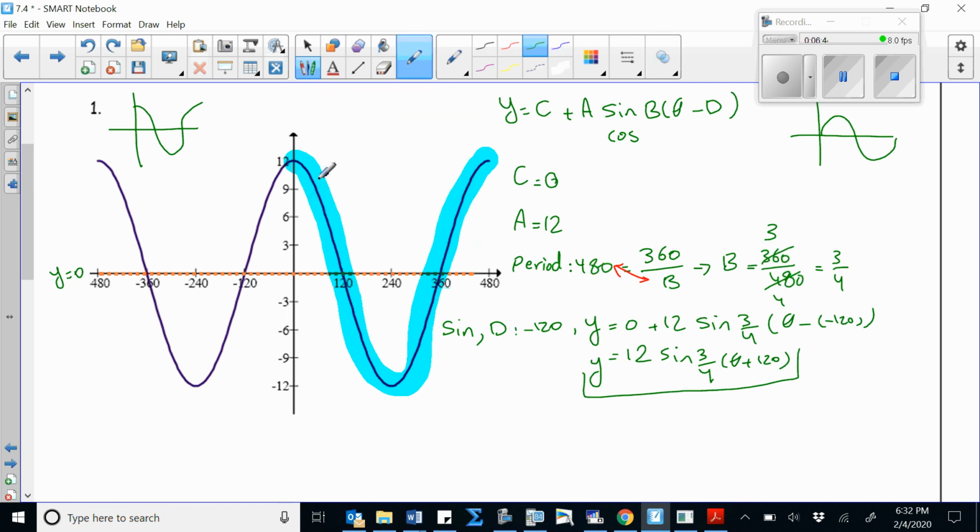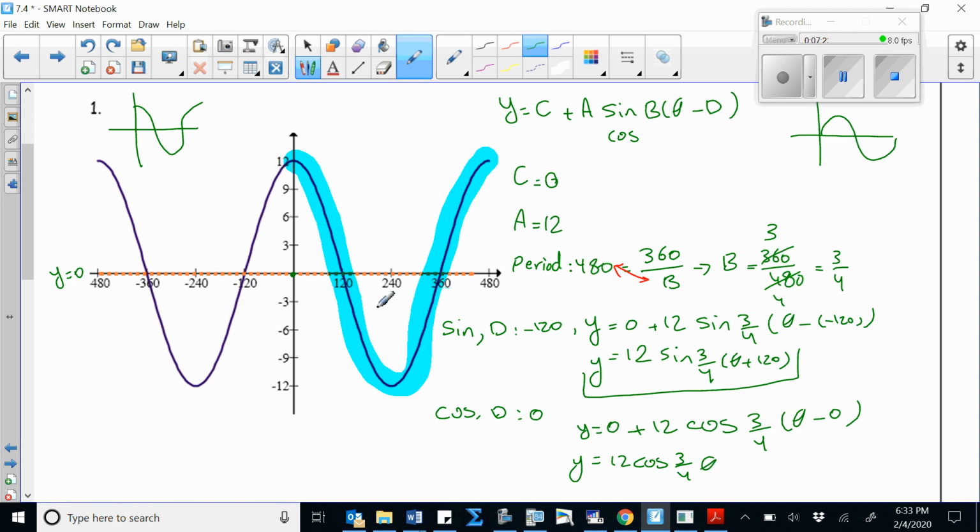Okay, so this is a cosine function, and there's no horizontal shift because the start point is at 0 here. So the D value is 0. For the cosine, D is 0. So I can write y equal to C again, which is the same thing, 0, plus A is 12. Then cosine, B is still the same thing, 3 over 4, theta minus 0. I can rewrite this and simplify. So this will be 12 cosine of 3 over 4 theta.